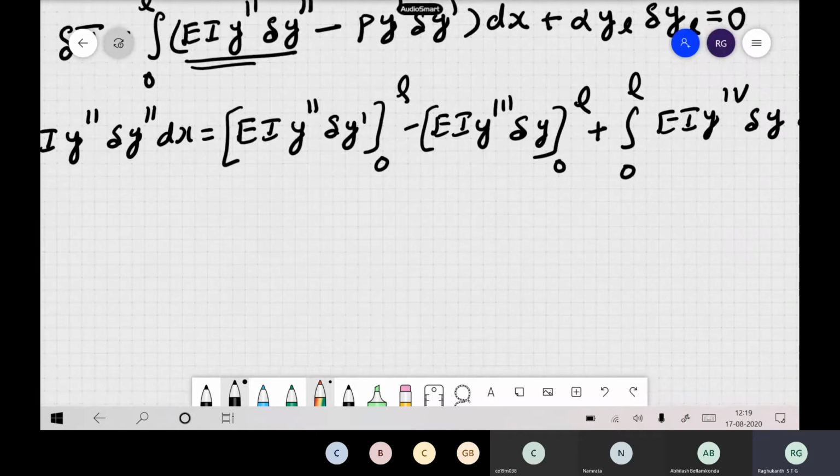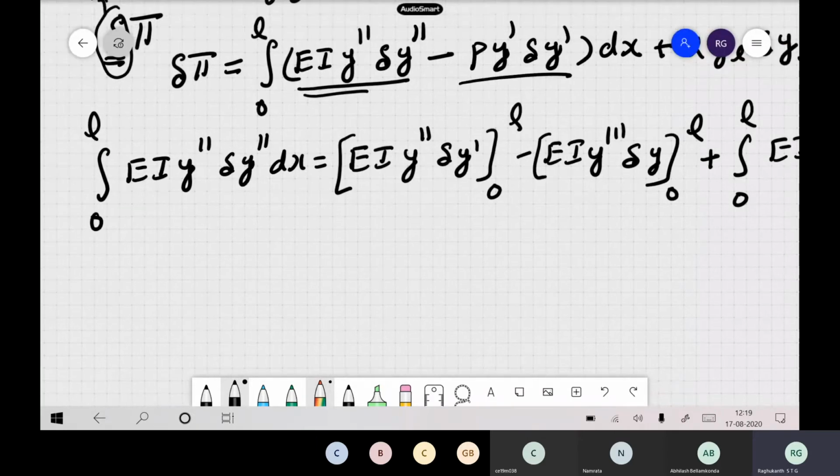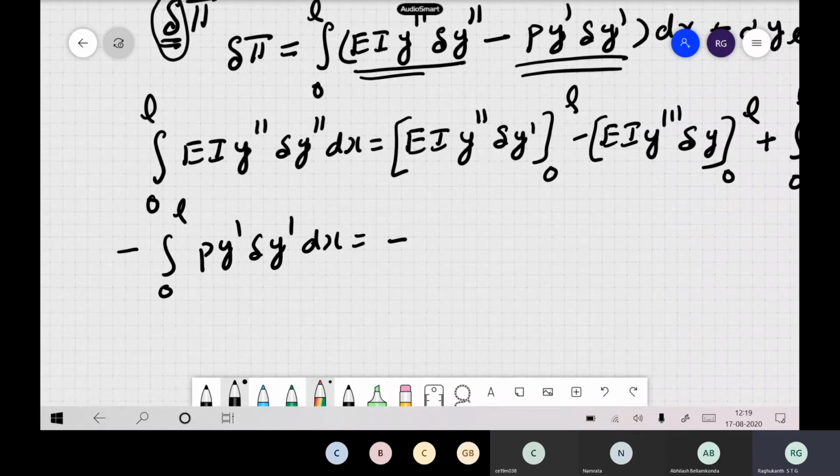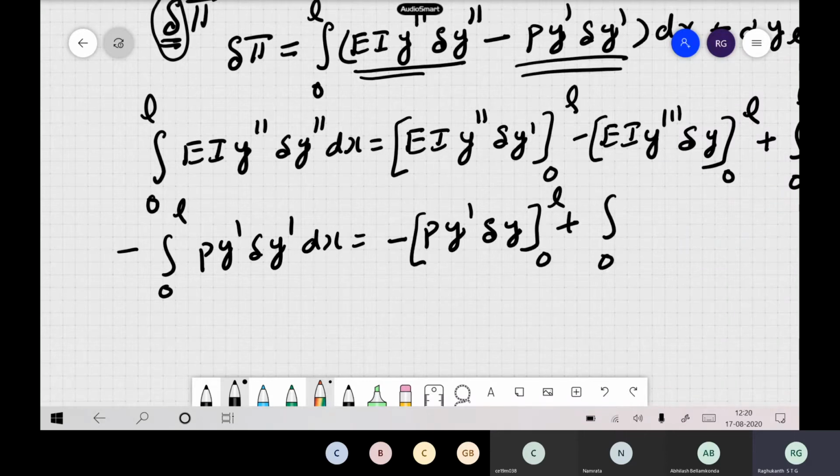And this term, that is P y dash del y dash, this also you integrate by parts. So from 0 to L, P y dash del y dash dx, this also will be minus P y dash del y from 0 to L, plus the integral from 0 to L of P y double dash del y dx. So these are the terms actually.